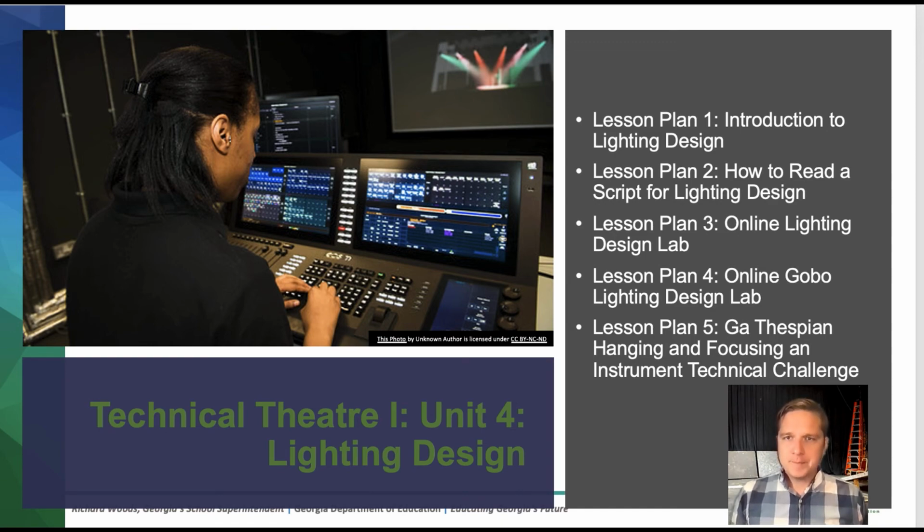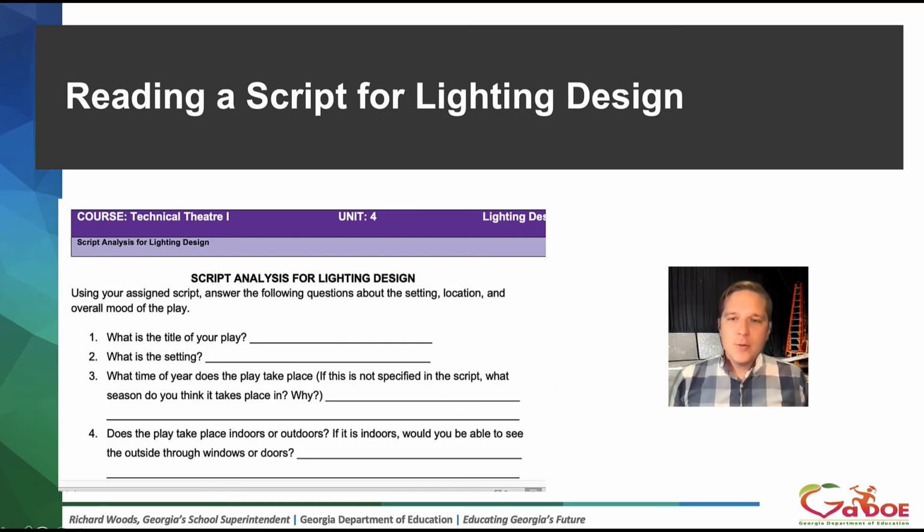Lighting Design Lesson Plan 2 moves into how to read a script for lighting design. It is very similar to the How to Read a Script for Scenic Design handout with some key element changes. The script analysis for lighting design includes the title of the play, the setting, what time of year the play takes place, meaning seasonally. If it's not specified in the script, what season do you think it takes place and why? The time of day.